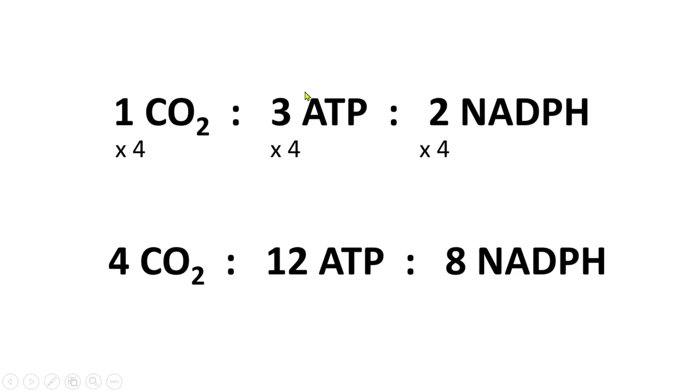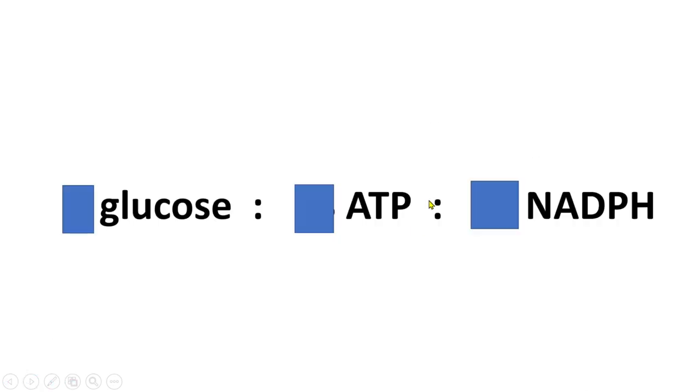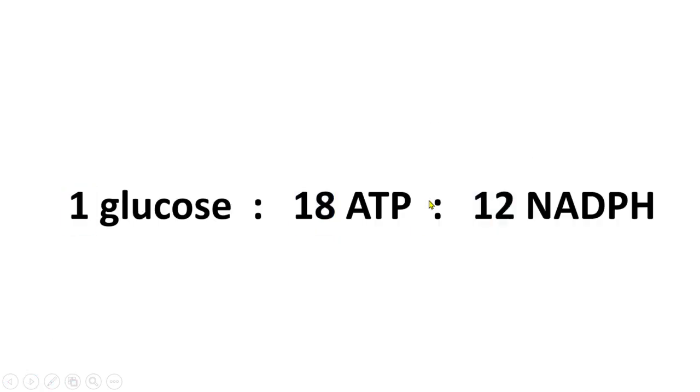So 6 times 3 is 18, 6 times 2 is 12, and that will give us the answer over here, 18 and 12. So don't forget this ratio as well. As the number of glucose increases, the number of ATPs and NADPHs will also be increasing.